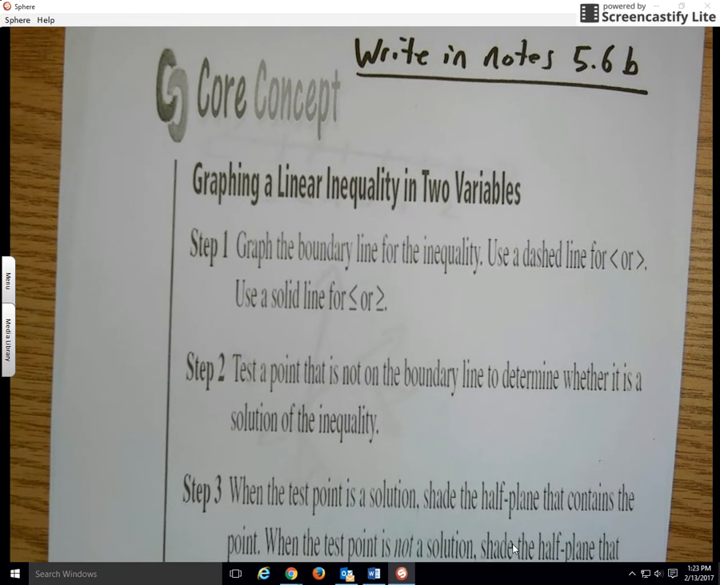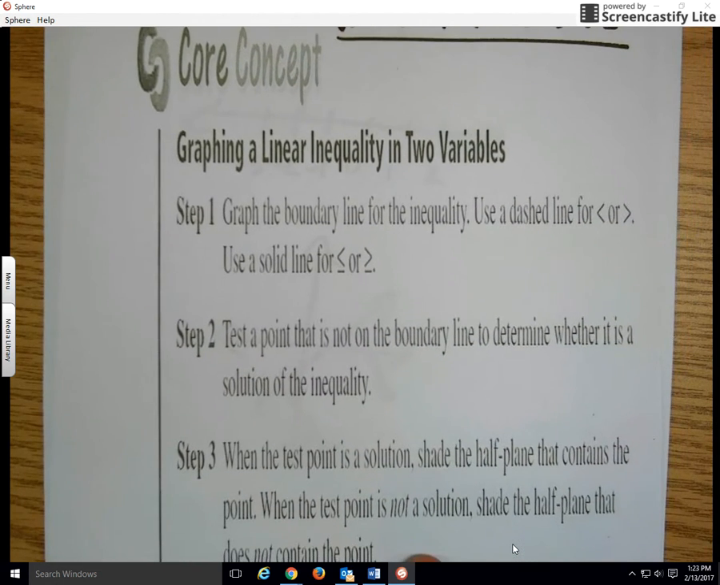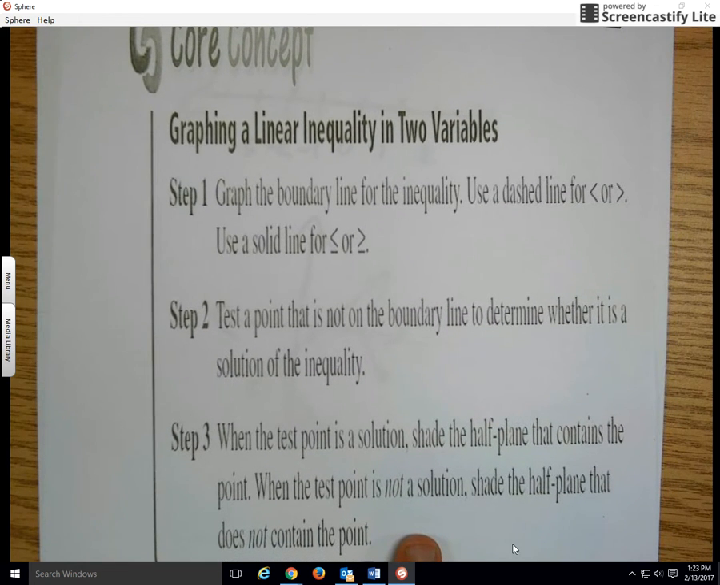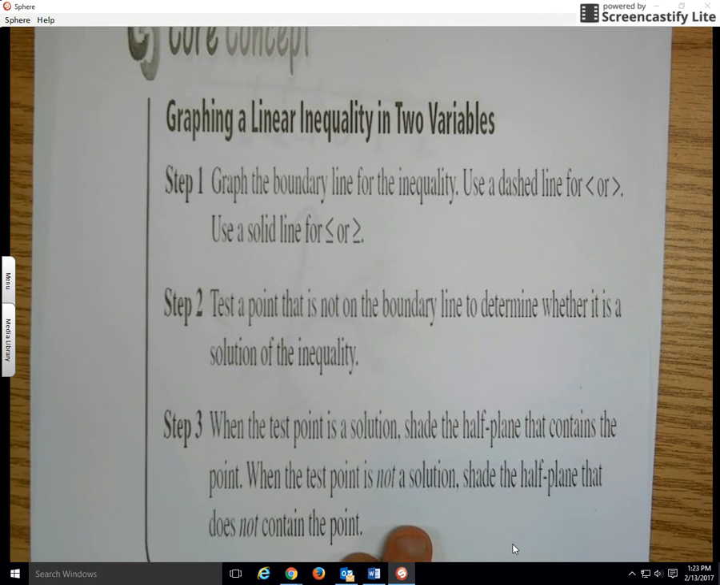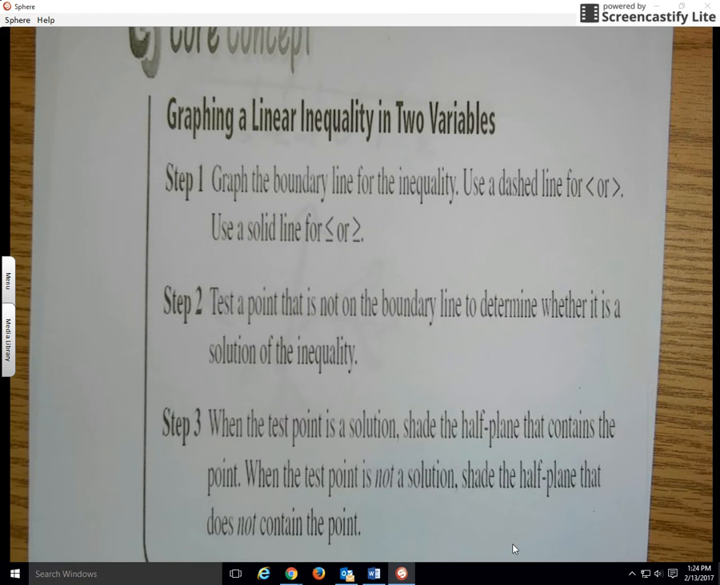Okay, write this next part in your notes, 5.6b. There's 3 parts to write down. It says graph a linear inequality in two variables. These are the steps on how you would do that. The first step is to graph the boundary line of the inequality and use dashes. The dash line for is less than or is greater than, and use a solid line for is less than or equal to or is greater than or equal to.